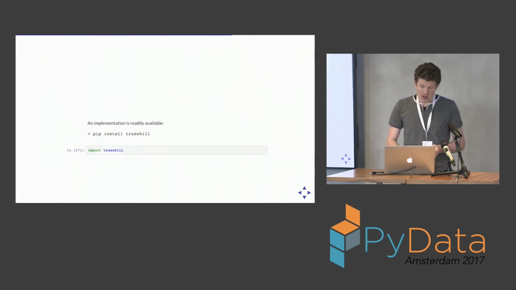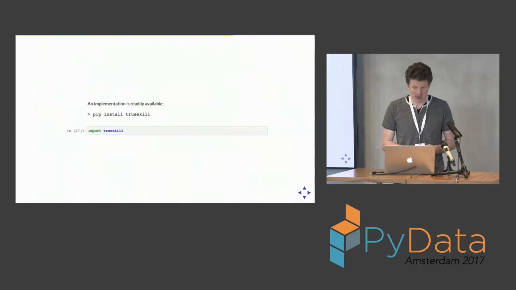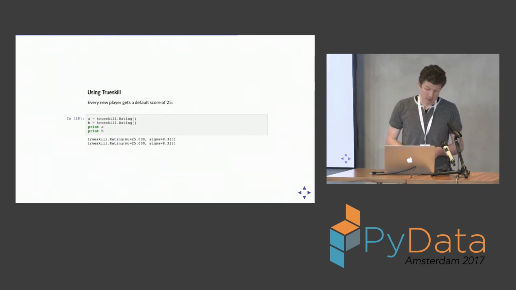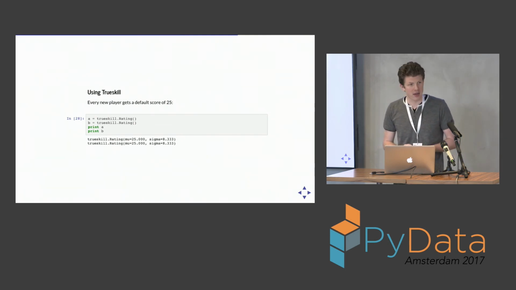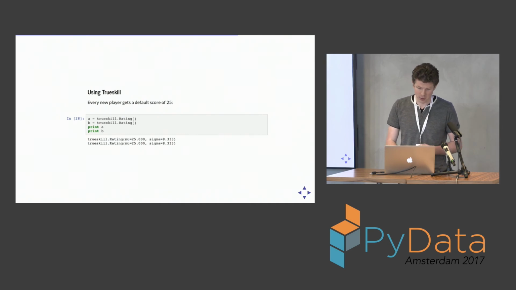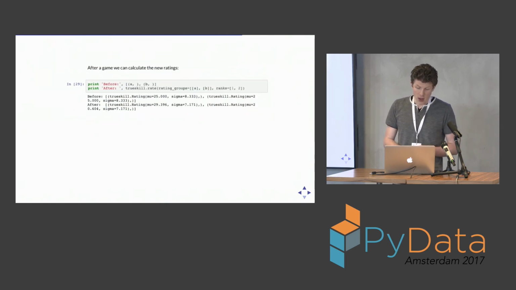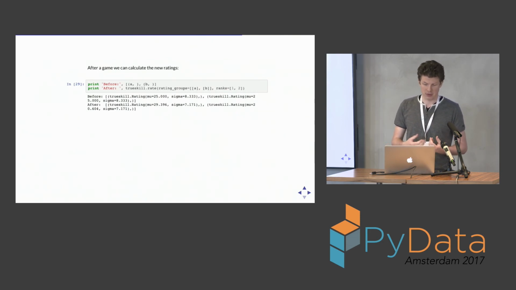So if you want to use this, you can just install the TrueScale package. It's fairly easy. And well, using it just goes like this. You can make a TrueScale rating, and any TrueScale rating starts with a default score of 25. And then you can have them play a game. So for example, here you can see that player A and B before had ratings of 25, and after player A won, it has a rating of 29 versus 20 for player B.